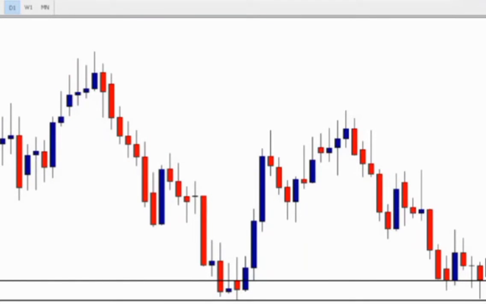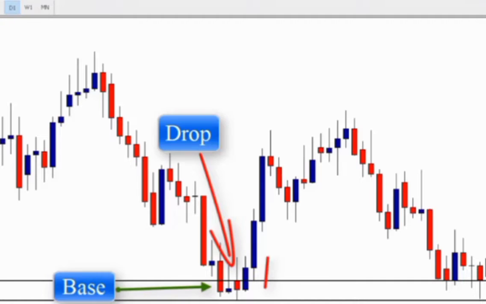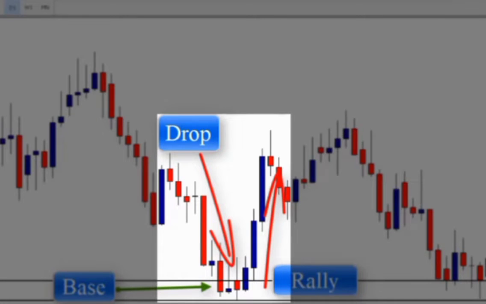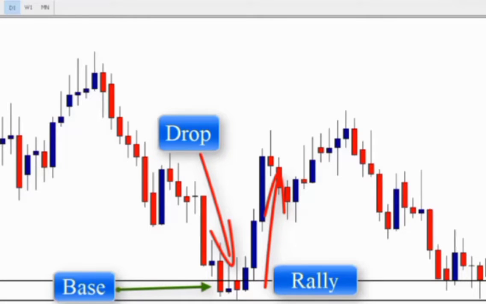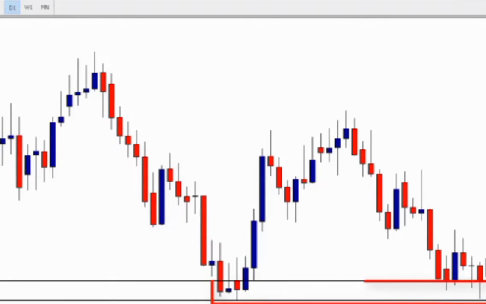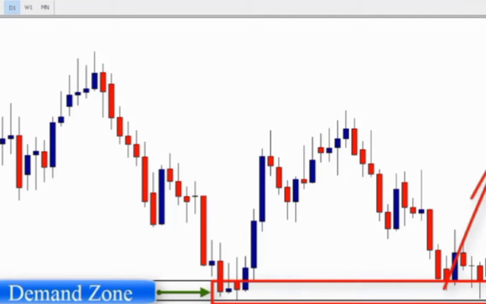As you can see in this daily chart, this is a clear drop base rally pattern that formed at the end of this downtrend. The drop is a move down, followed by a consolidation, followed by a move up. And this strong move creates a strong demand zone. When the market returns to test it, it will probably go up. So you can draw your demand zone here and enter at the close of this pin bar.